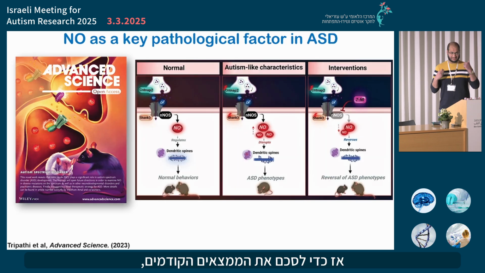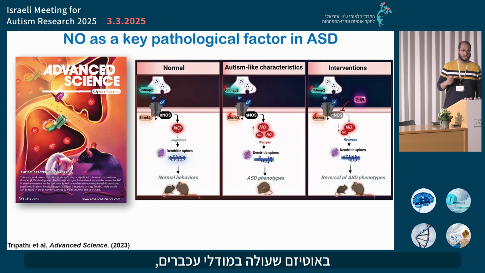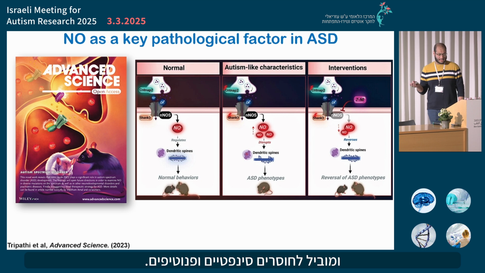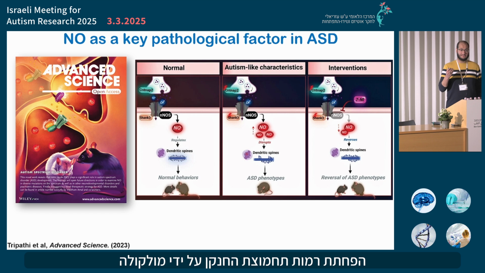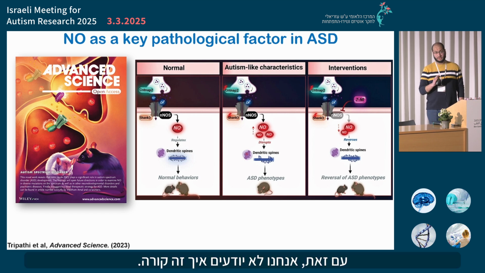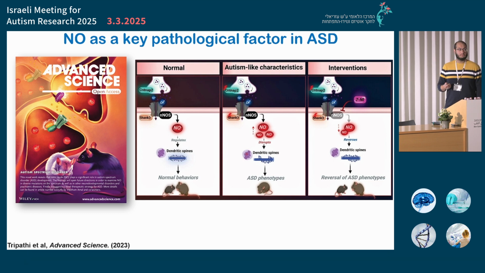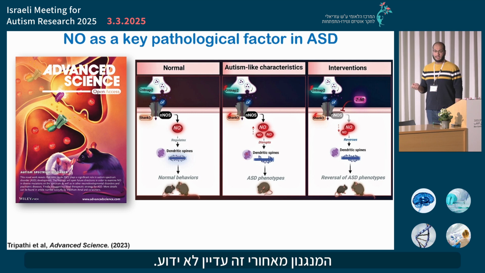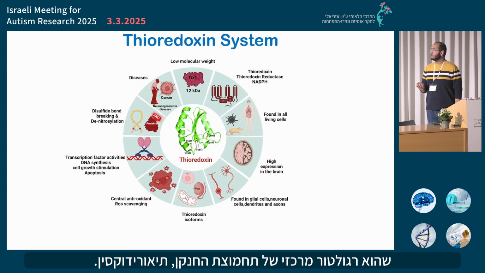To conclude the previous findings, we showed that nitric oxide is a key pathological factor in autism that is elevated in ASD mouse models and leads to synaptic deficits and phenotypes. We were able to reverse these phenotypes by reducing the levels of nitric oxide with a molecule called 7-NI that inhibits nitric oxide synthase. However, we don't know how this happens. The mechanism behind this is still not known. That's why we looked for a linker, which is a key regulator of nitric oxide, thioredoxin.